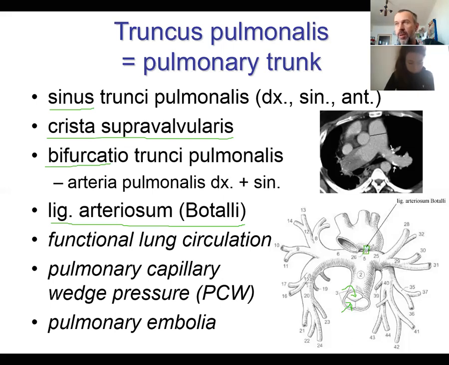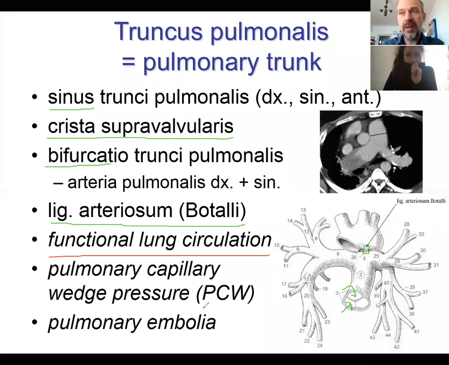Yeah? So the pulmonary trunk and its branches serves for functional lung circulation. Yeah? We know that the nutritive lung circulation is assured by bronchial arteries, which are branches of arch of aorta and ascending aorta.